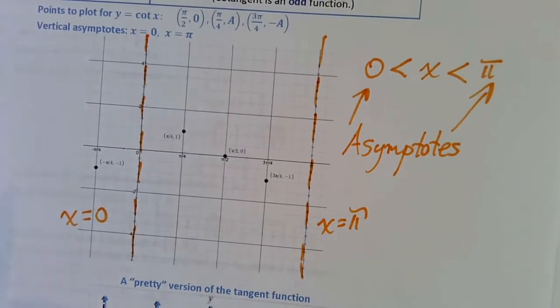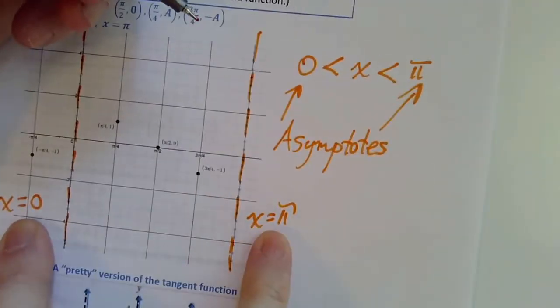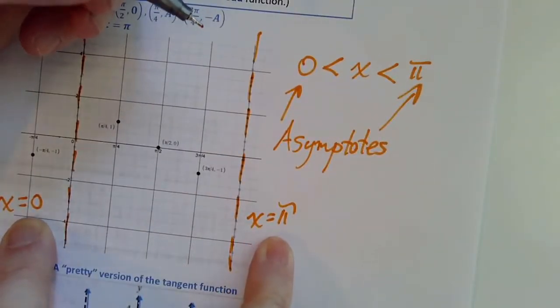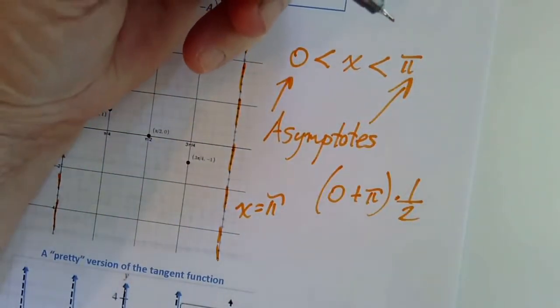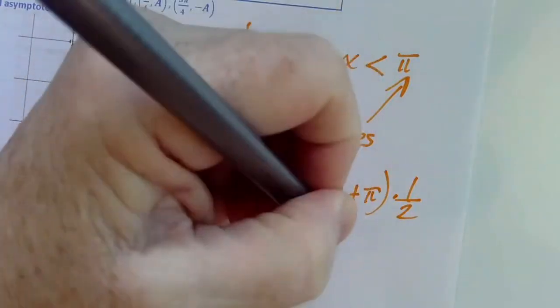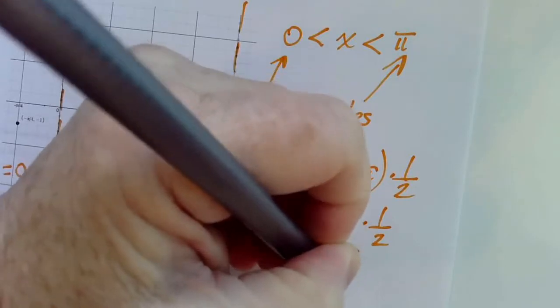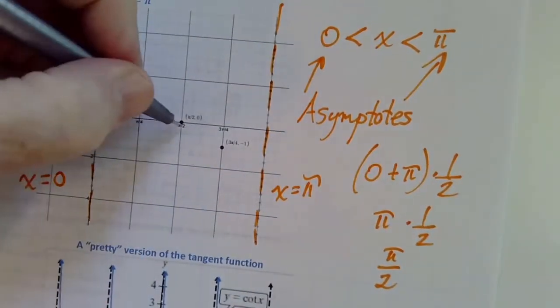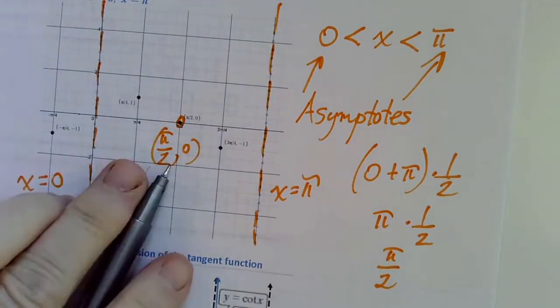Midway between these vertical asymptotes, I will have an x-intercept. So the x-intercept is going to occur at 0 plus pi divided by 2. Let's see. 0 plus pi, and I'm going to multiply by 1/2. Dividing by 2 and multiplying by 1/2 are the same. Well, 0 plus pi is just pi, and pi times 1/2 is pi over 2. That means that pi over 2 will have a y value of 0.